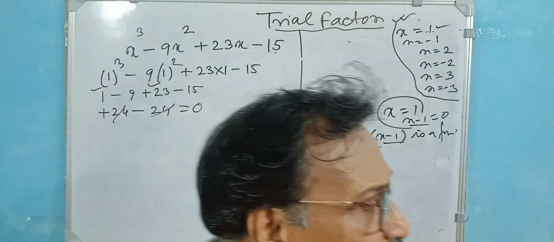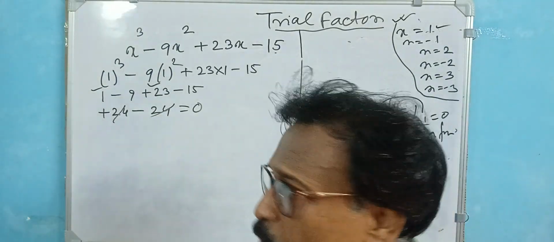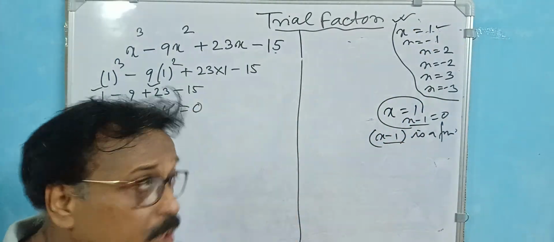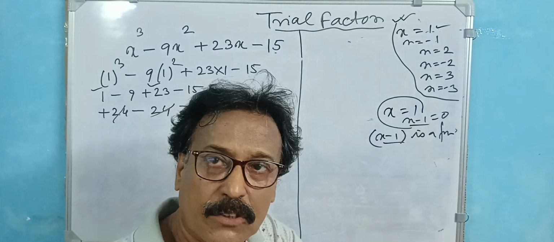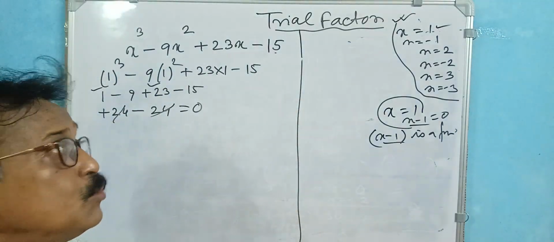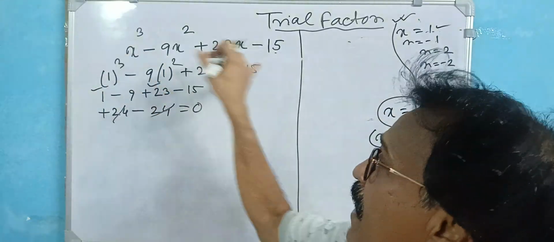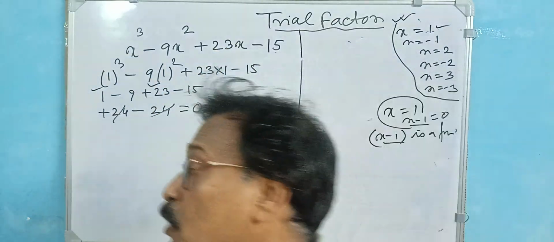In the first chance, I don't know if it will work. If this is not possible, you take the next option, x is equal to minus 1. If not, you take 2. If not, you take minus 2. In this way, first you calculate the one factor. If one factor is coming, then you divide this. The other answer will automatically come.